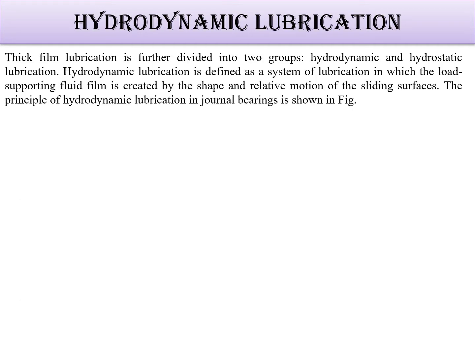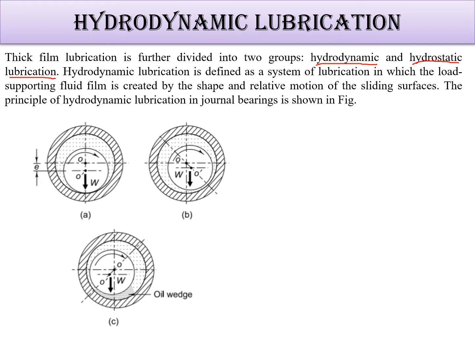Now thick film lubrication is further divided into two groups, and those groups are the hydrodynamic and hydrostatic lubrication, and this is a type of bearing also, that is hydrodynamic bearing and hydrostatic bearing also. So hydrodynamic lubrication is defined as a system of lubrication in which the load supporting fluid film is created by the shape and relative motion of the sliding surface. Now what type of shape and relative motion? Let's see the figure also.